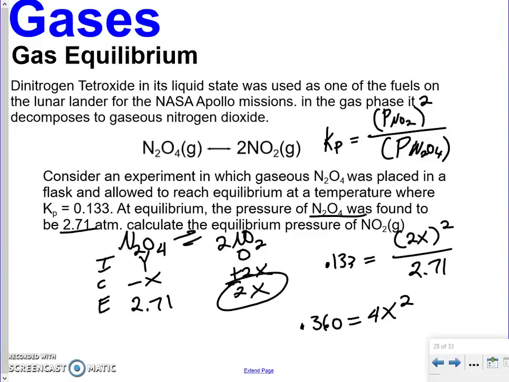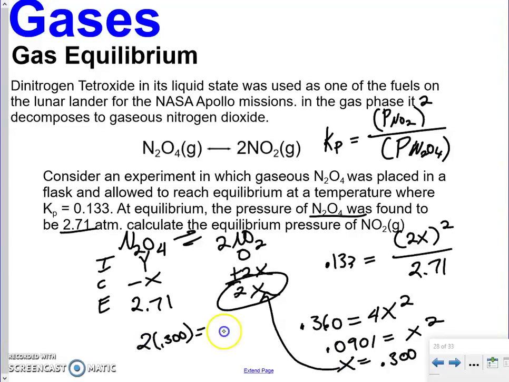Okay, so we're going to take our 0.360, divide it by 4, and we get 0.0901 equals x squared. We take our square root, and we get x to equal 0.300, essentially. Okay, now we can plug that back into x, and what we get is 2 times 0.300 is going to give us 0.600. And of course, that is atm, since that is our equilibrium pressure of NO2.